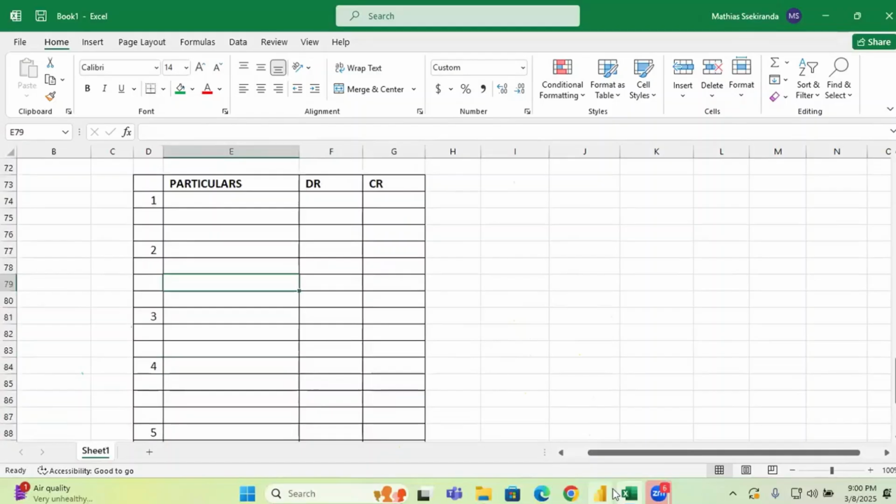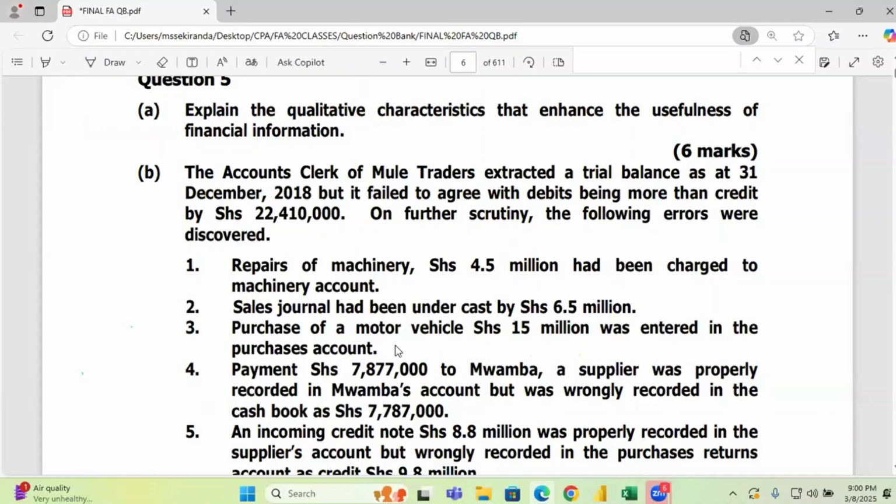So here we are. Note number 1, repairs of machinery, 4.5 million, had been charged to the machinery account. Charging means had been posted. So repairs of machinery 4.5 had been posted to the machinery account. The error that was made is that instead of debiting the repairs account, they debited the machinery account.